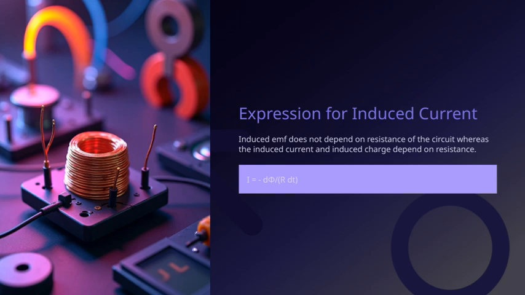However, when we talk about the actual induced current and the charge that flows, these do depend on the resistance. The resistance essentially acts as a limiting factor, influencing how much current can flow for a given EMF. So, in essence, while the EMF generated by changing magnetic flux is independent of resistance, the resulting current and charge are affected by it. This distinction is key to understanding how electromagnetic induction works in real circuits, especially when considering energy transfer and circuit design.